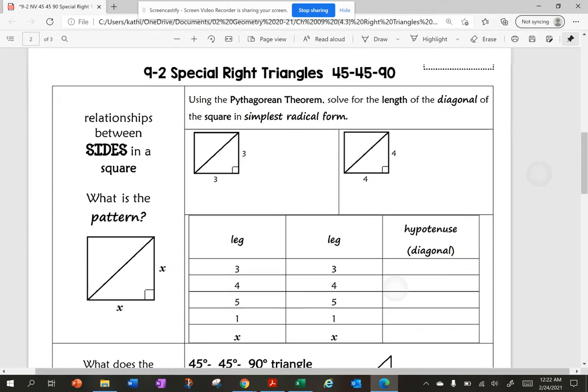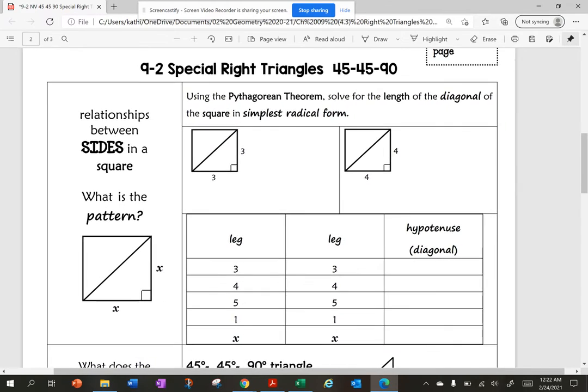So we're going to start out by using the Pythagorean theorem to get the ratio of my sides, which are the legs and the hypotenuse. So I'm going to start with a square. With a square, I know all four sides are equal. And I'm going to start out with sides of 3. And then I'm going to draw in the diagonal.